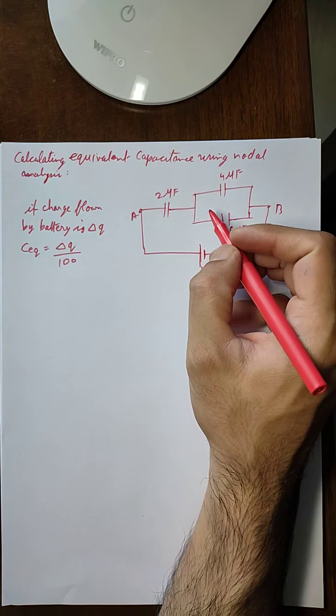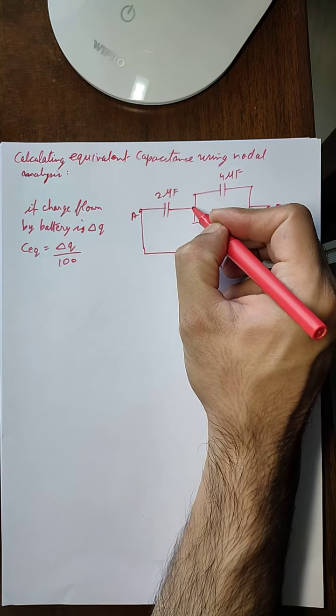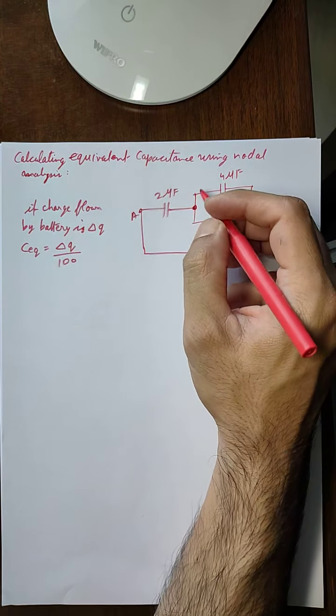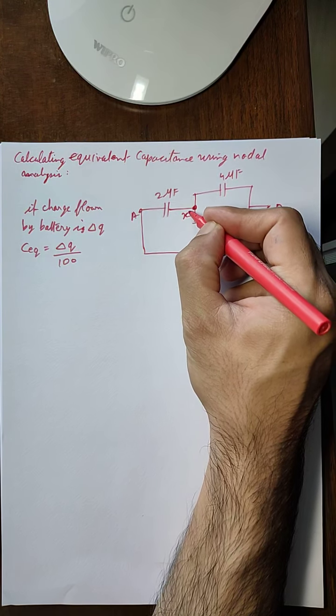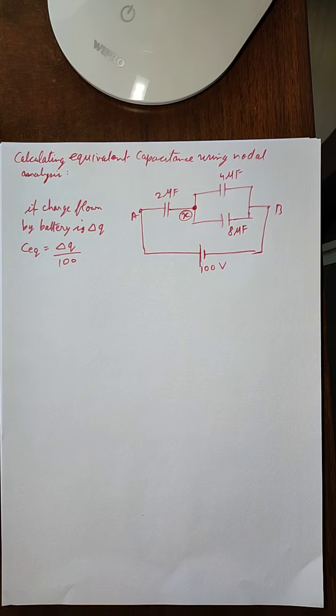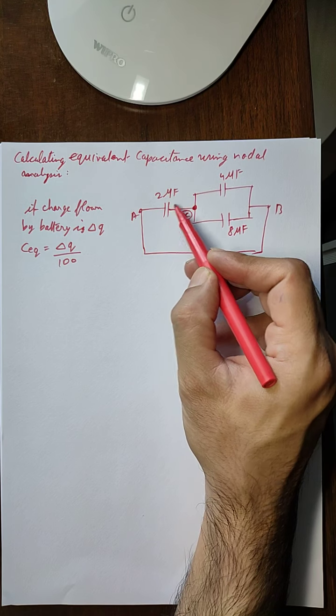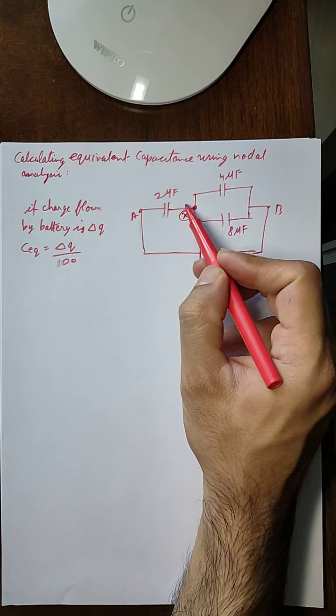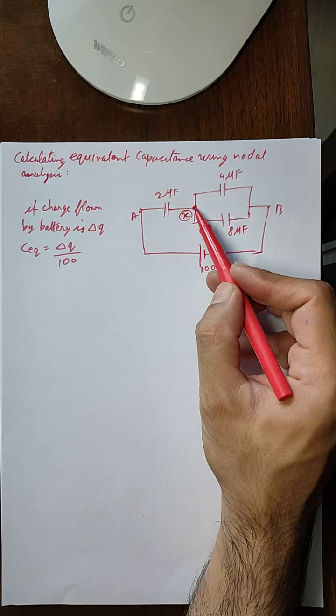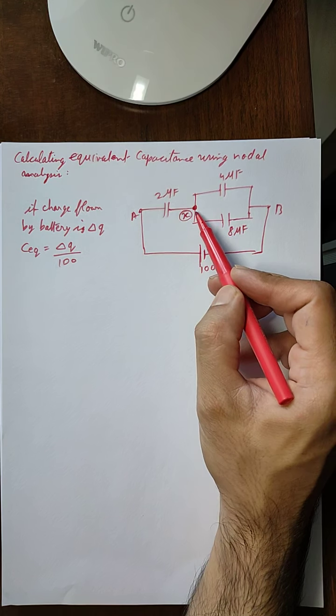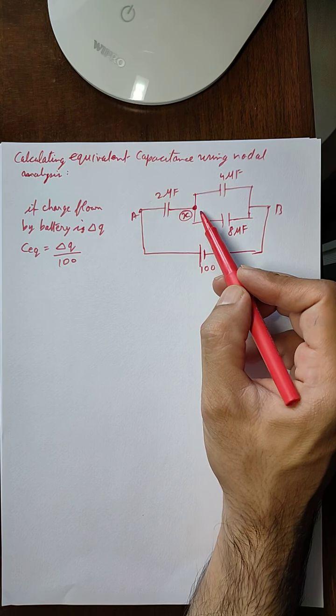Now since we are using nodal analysis, we'll take a node here. This is our node at which let us say that the potential is X. Now at this node, 3 plates of these capacitors are connected. 1, 2 and 3. These 3 plates are connected. So this means that at this node, the total charge of these 3 plates should be equal to 0.